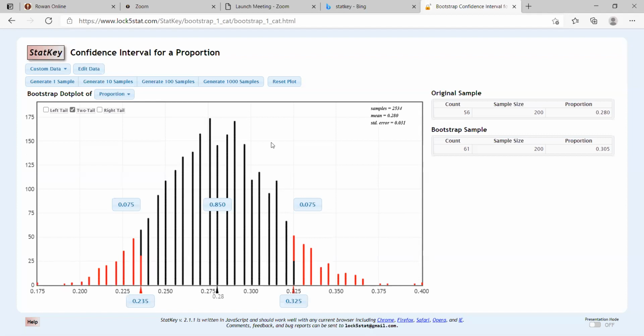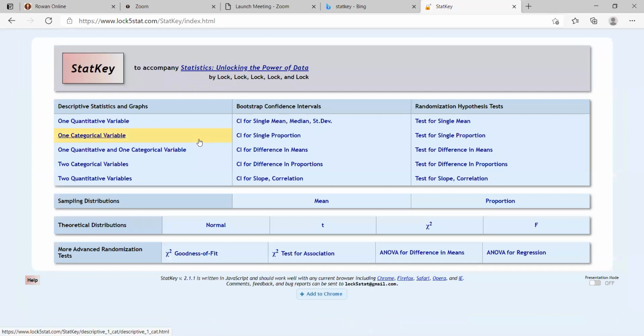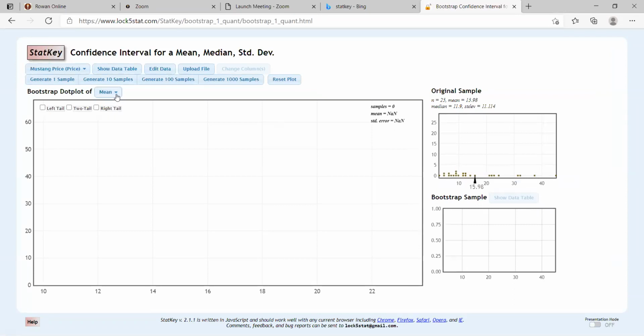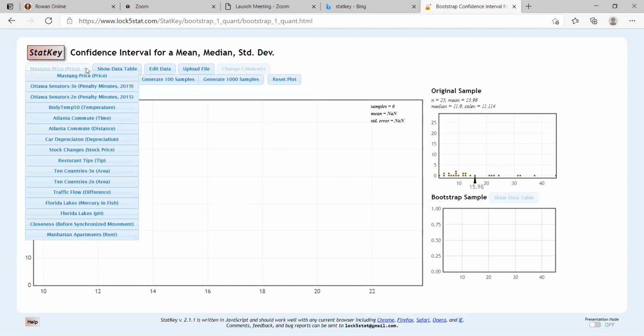Okay, now let's do another type of confidence interval for a sample mean. The way to get back to the original screen is just hit the StatKey button. It says confidence interval for single mean, median, or standard deviation. We're only going to be doing means in this course, by the way, and it defaults to a mean. You have a choice of those three, but I will never ask you anything about a median or standard deviation. They do have several example files, which are actually mentioned in the book.